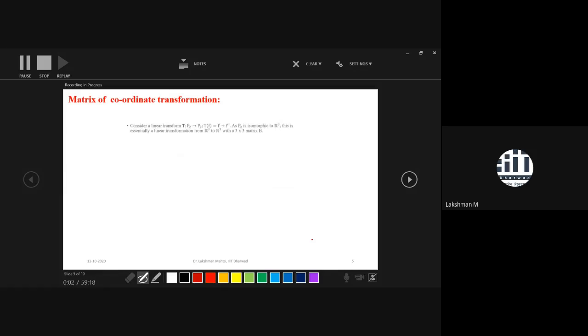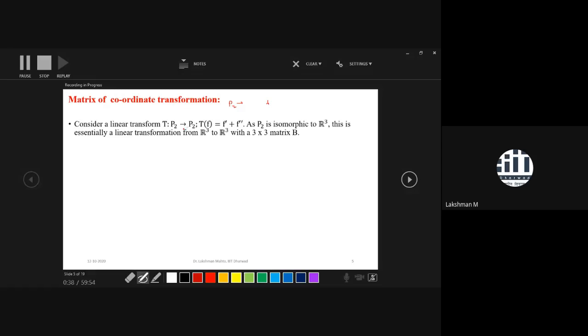So I will find the matrix. In order to find the matrix of this coordinate transformation, because previously whenever we defined a linear transformation, we always tried to find the matrix of that linear transformation, since every linear transformation is associated with some matrix. So we consider a linear transformation from P2 to P2. What is P2? P2 is the polynomial space, formed by polynomials of degree up to 2.